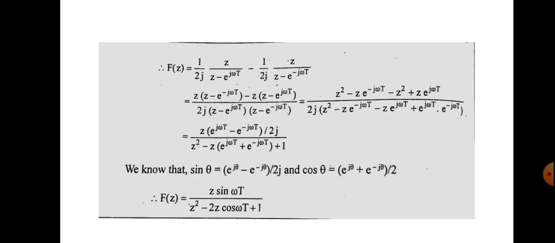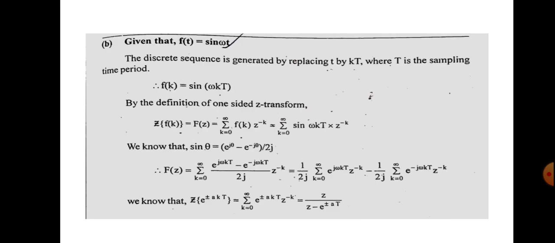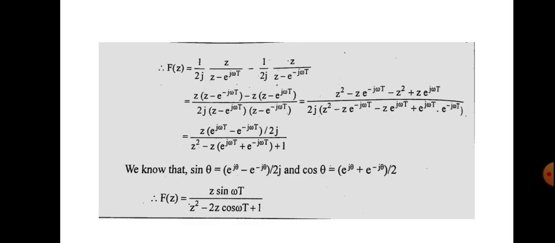So we will be getting f of z equal to 1 by 2j z by z minus e raised to j omega t minus 1 by 2j z by z minus e raised to minus j omega t. That is obtained by applying the geometric sum series formula. Actually it was the 1 by 1 minus c formula, but here in the case of c there is an inverse term, that is why we are getting z by z minus term, okay.